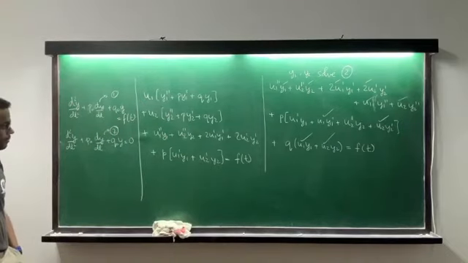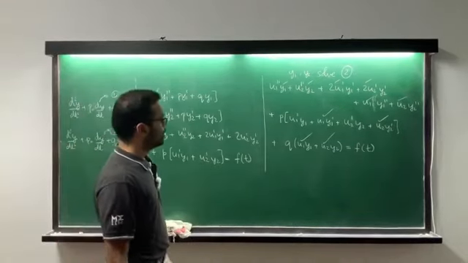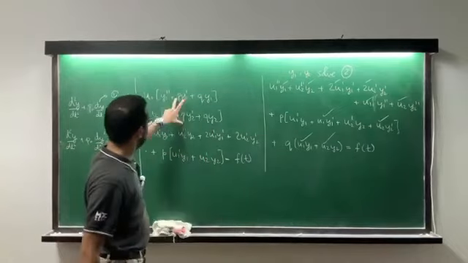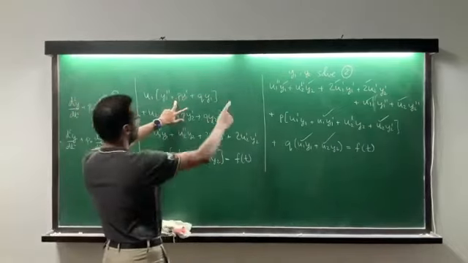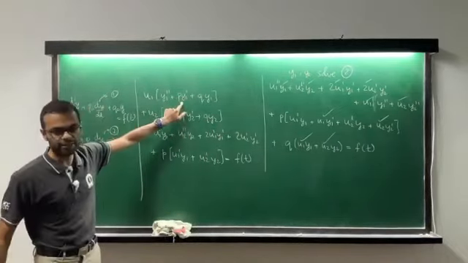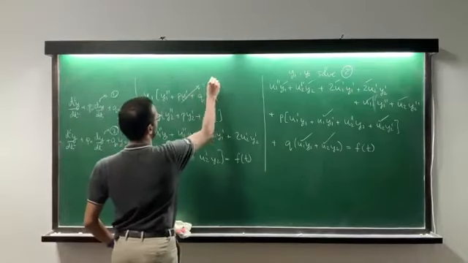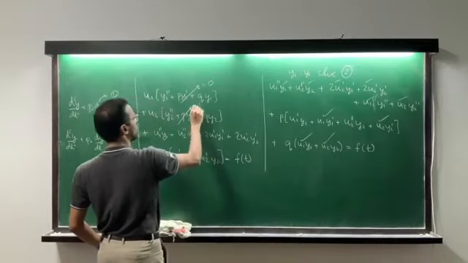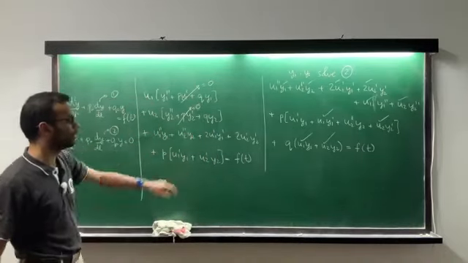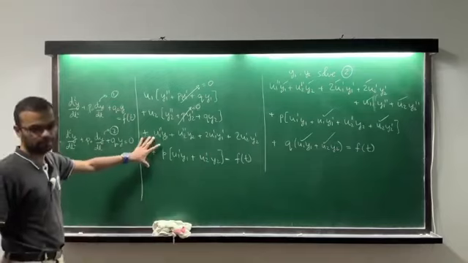Okay, so these two brackets are 0 because y1 and y2 satisfy 2, and this is exactly the left hand side of 2, whose right hand side is 0. So this is 0. This is also 0, of course, because y1 satisfies 2. So you're left with this.